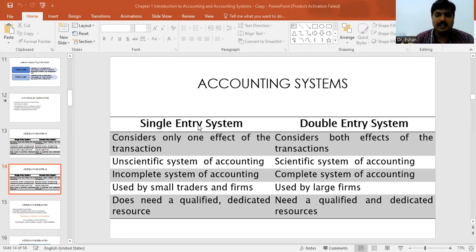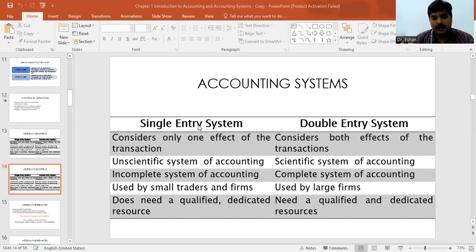So what are the business transactions they are doing? Only one side entry will be there. What money they are receiving, they are going to enter, but what transactions happen from the company side will not be mentioned. And it is an unscientific system of accounting. It is an incomplete system of accounting, and it is used by only small traders and firms.